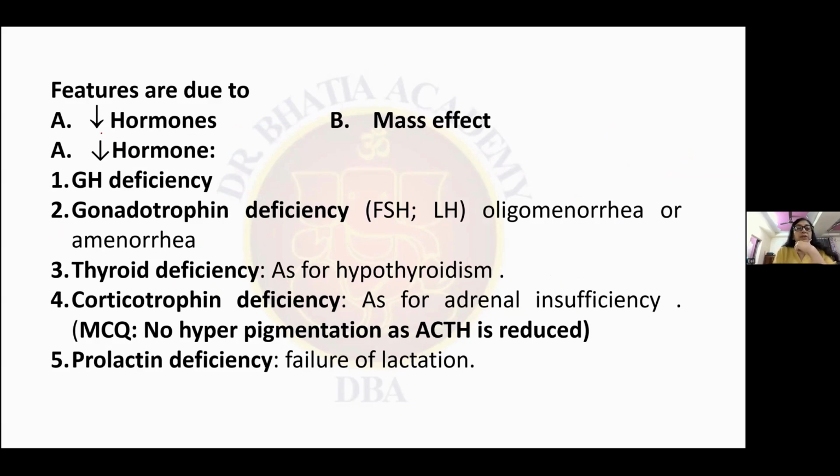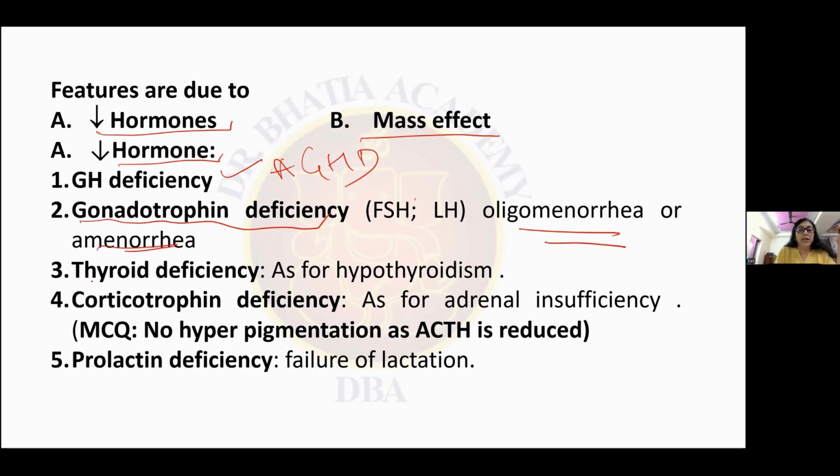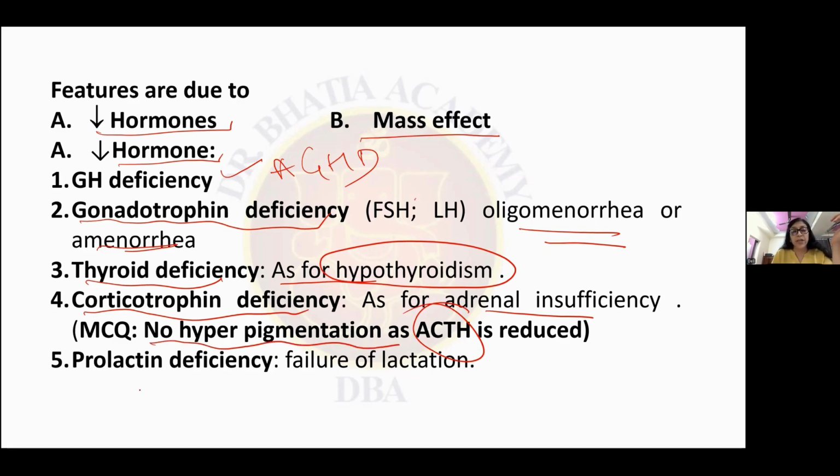So there are features because of decrease in hormones, and then features because of mass effect. Because of low hormone, there will be GH deficiency, that is adult GHD. There will be features of gonadotrophin deficiency, that is LH and FSH, causing oligomenorrhea or amenorrhea. Thyroid deficiency will give features of secondary hypothyroidism. Corticotrophin deficiency will cause features of adrenal insufficiency. But because it is ACTH deficiency, there will be no hyperpigmentation. Then prolactin deficiency will cause failure of lactation.